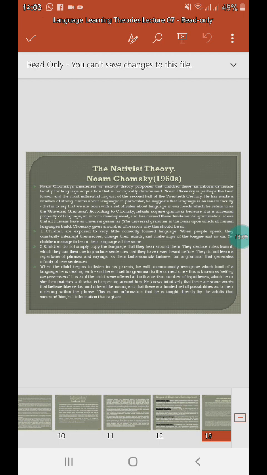And then the nativist theory, which is presented by Noam Chomsky, perhaps the best known and the most influential linguist of the second half of the 20th century. He has made a number of strong claims about language. Particularly, he suggests that language is an innate faculty, that is to say, that we are born with a set of rules about language in our heads, which he refers to as the universal grammar. That we have not been given a clean slate.